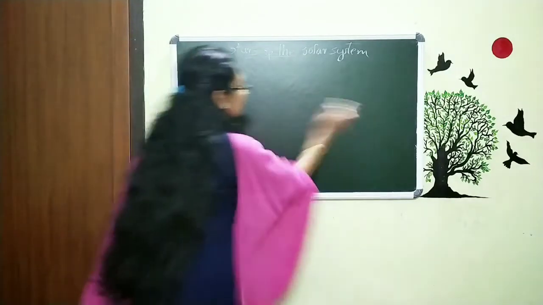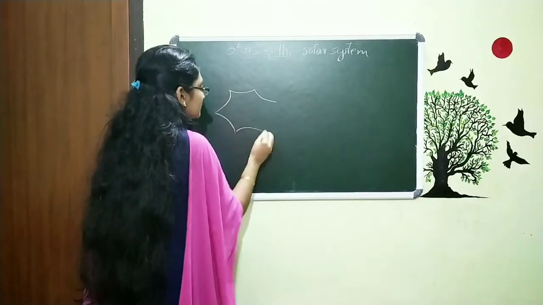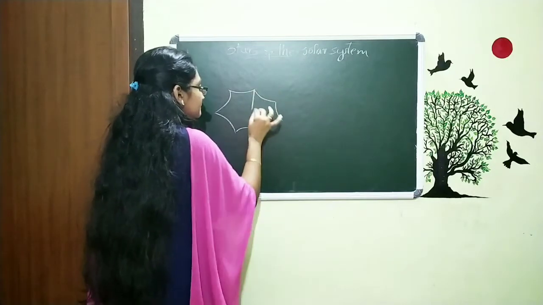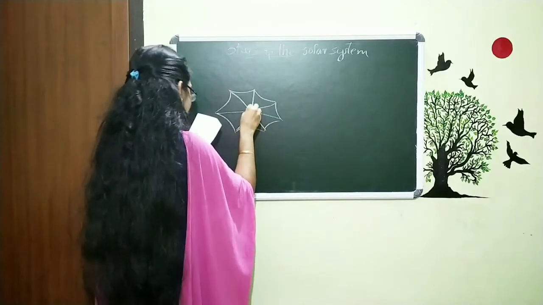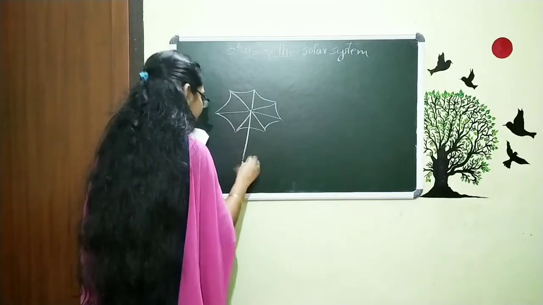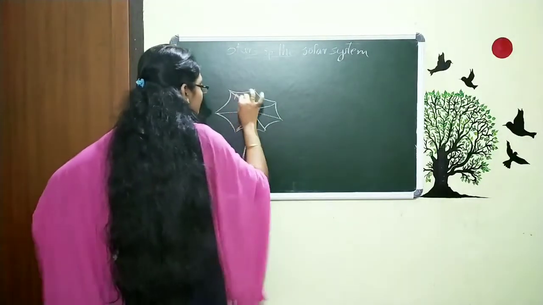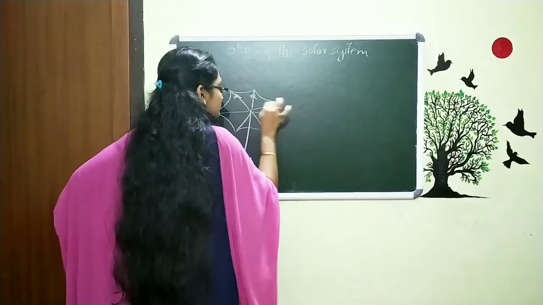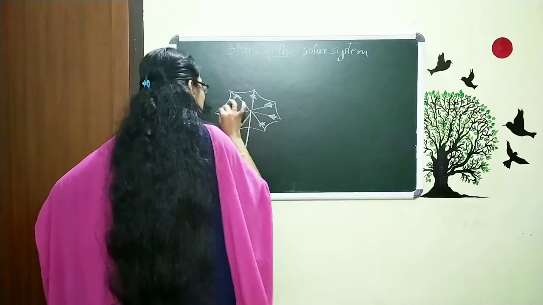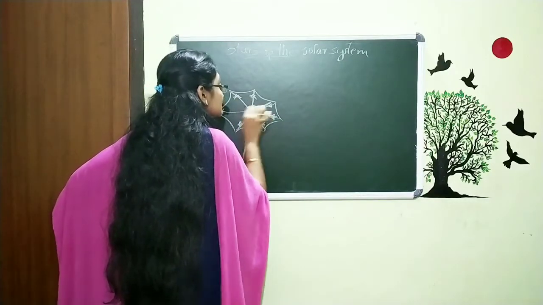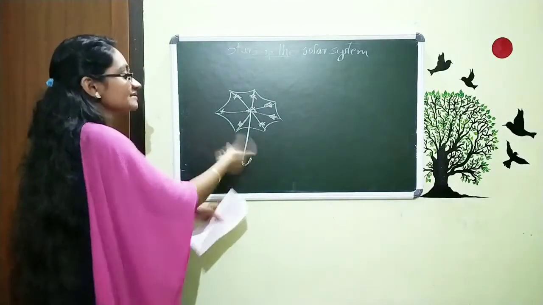For example, we first consider one activity. In your textbook, you can see a diagram of an umbrella. One umbrella, and I am placing some stars here. At each point, I am sticking some stars here. And at the center, I am placing one star. Now my aim is to rotate this umbrella.